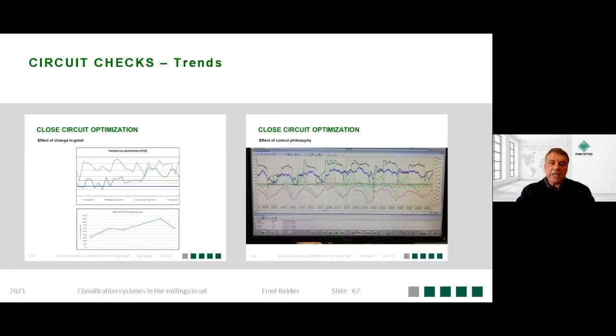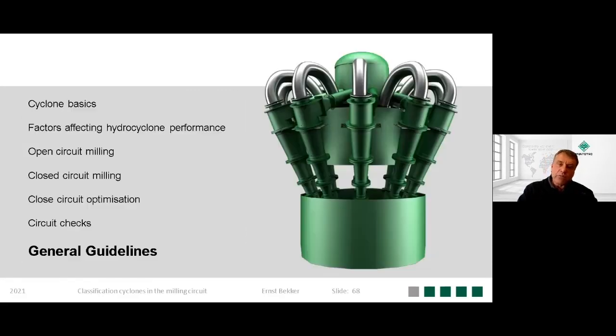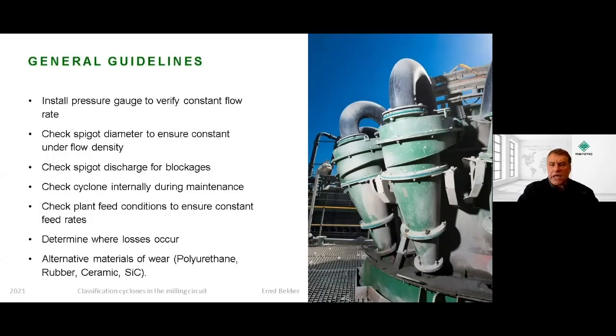Looking at trends is very useful. That gives an indication if there's any instability. It can help you as well. Then some general guidelines. The pressure gauge will help you get an indication if the cyclone is operating correctly or not. In the picture on the right hand side, the cyclone distributor, there are no individual pressure gauges because there's a common pressure gauge on the feed distributor. But a pressure gauge, a working pressure gauge, is a very important piece of kit to have.